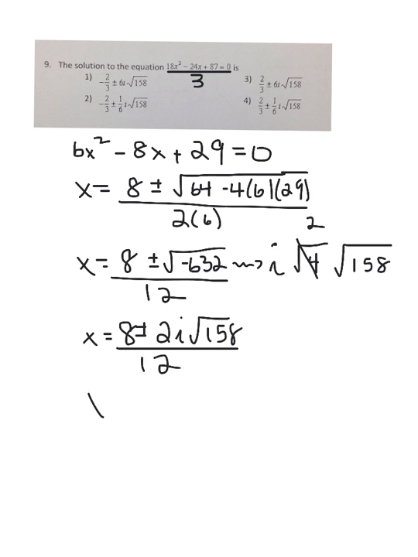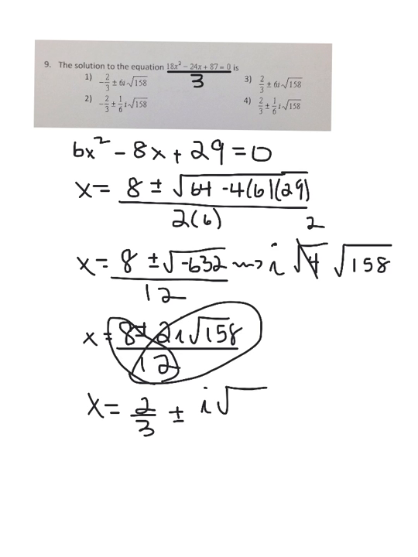And we're going to put that in a plus bi form. So I'm going to simplify that, okay? And when I simplify that, that's going to be 2/3. We've got the plus or minus. And then let me simplify this way. And that's going to be i radical 158, and that quantity divided by 6, which is choice 4.